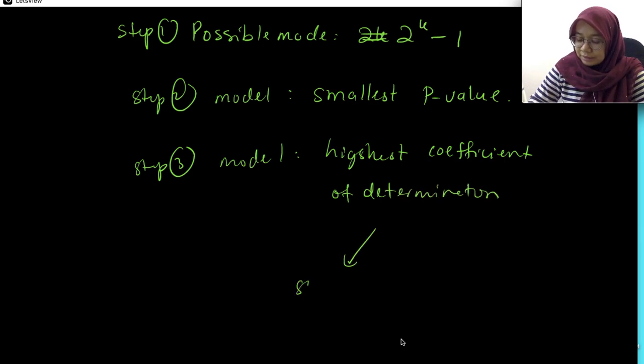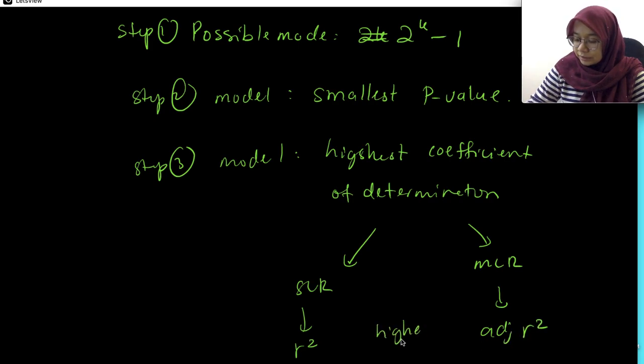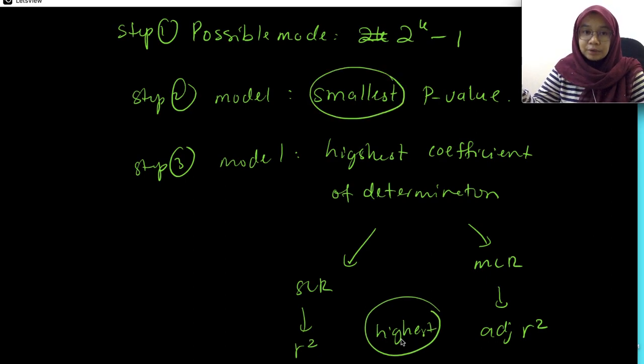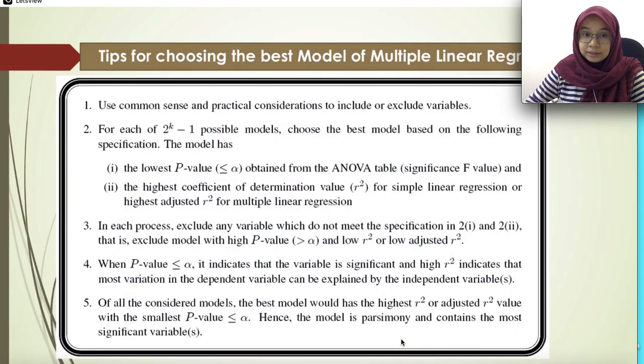If it is a simple linear regression, we look at the R square. If it is a multiple linear regression, we look at the adjusted R square. Choose the highest. For the p-value, choose the smallest. Okay, so these are the methods, the ways you want to choose the model, the best model.